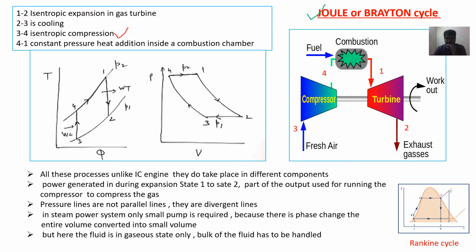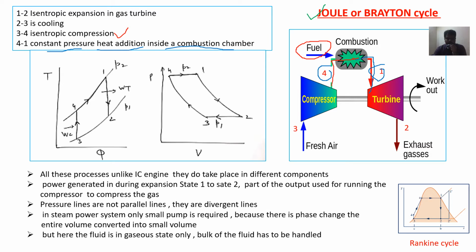Compressed air will enter into the combustion chamber. Here we supply a fuel into the combustion chamber. Once fuel and compressed air mixed, there will be a combustion. It will release high energy flue gases. Those gases will enter into the turbine. So process 4 to 1 is the heat addition at constant pressure inside a combustion chamber.